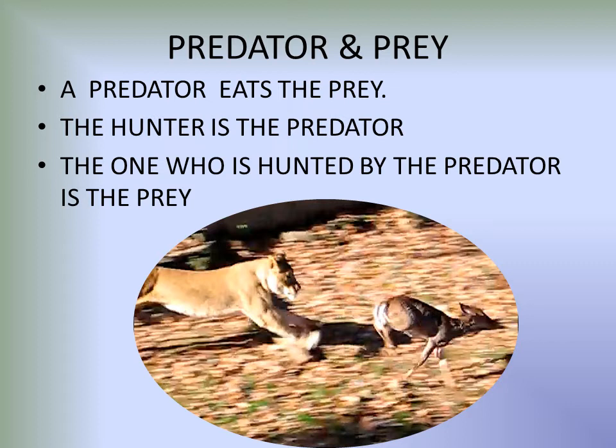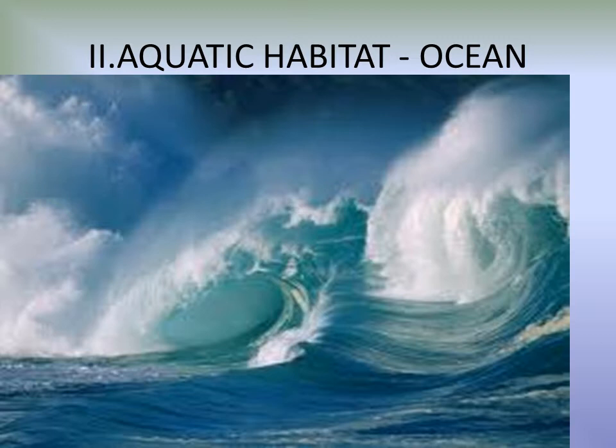But both have adaptive features. It's not easy for a lion or tiger to hunt the deer, and it's not easy for the deer also to escape from these predators. Okay, then we will move towards aquatic habitat. Aquatic habitat, as we know, means water habitat, those organisms which live in water.